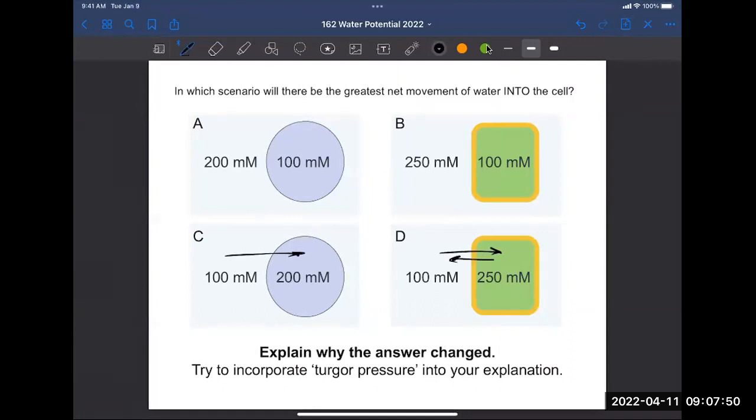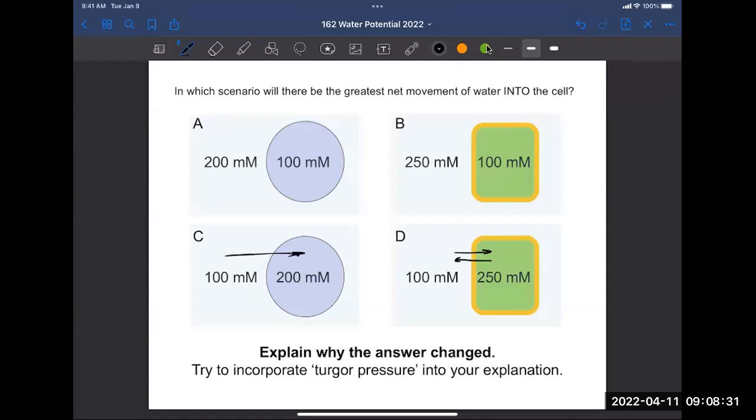So maybe I'll pay a little more attention to the size of my arrows here. In A and B, water is still going to be moving out of the cell. In D, turgor pressure will build up. So even though the osmotic gradient is greater, that cell is going to expand to the point where the turgor pressure starts to exert an equal and opposite pressure. The wall is going to exert an equal and opposite pressure, so we have pressure pushing out from inside the cell. And eventually we get to the point where there's no net change in water between them.